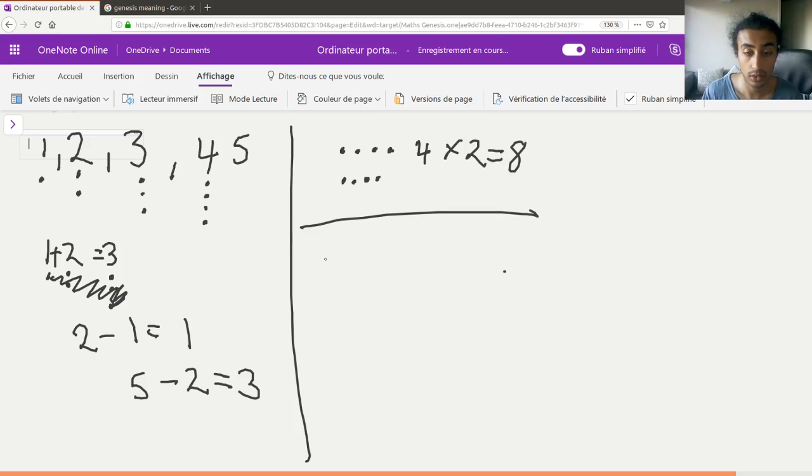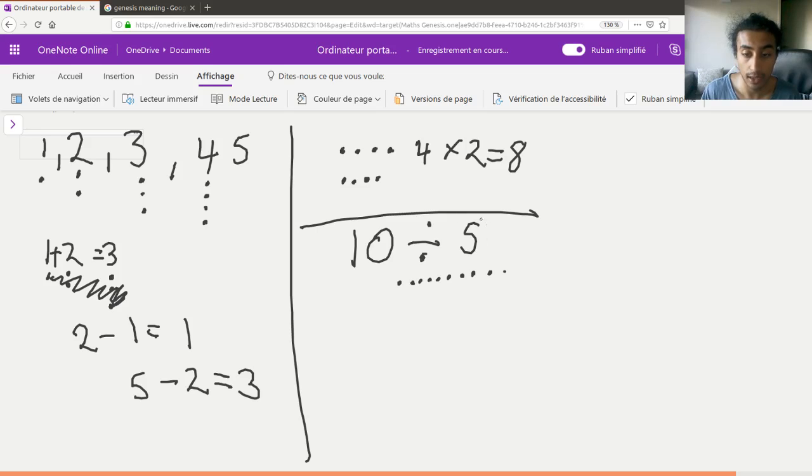Division is also, you can think of it as the opposite of multiplication. For example, I have 10, and I say 10 divided by 5. So what does that mean exactly? So I'll just use this dot here. So 1, 2, so that's 3 actually. 4, 5, 6, 7, 8, 9, 10.